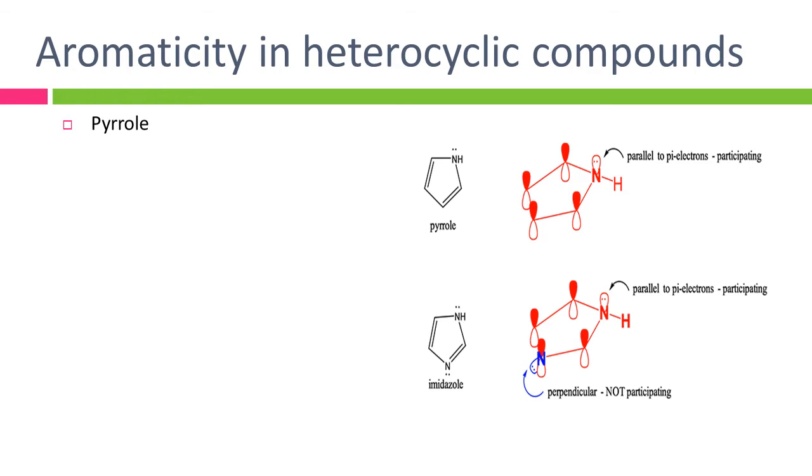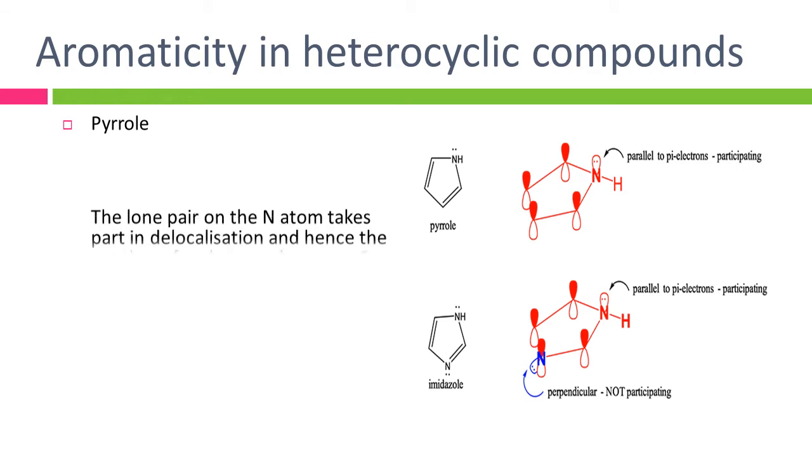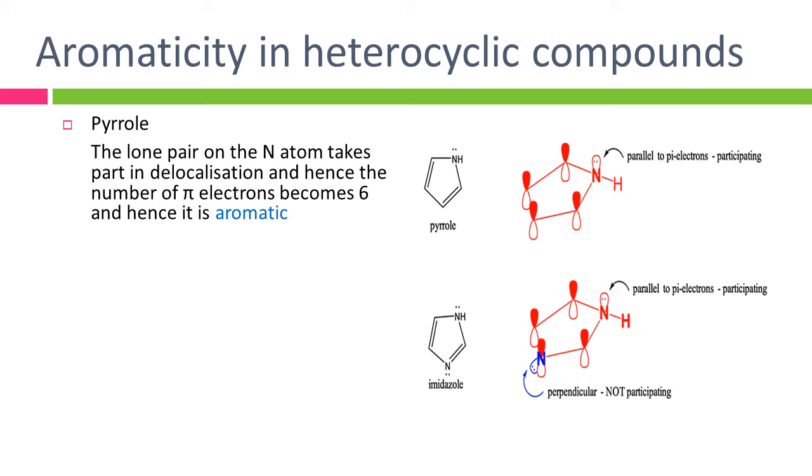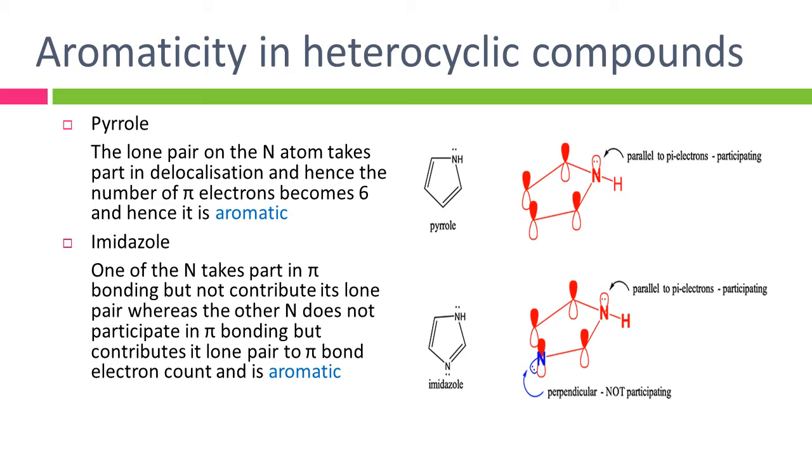In the case of pyrrole, we have a lone pair on the nitrogen atom, which takes part in the delocalization as it is parallel to the ring, and the number of pi electrons becomes 6 and it becomes aromatic in nature. In the case of imidazole, there are 2 nitrogens. In one of the nitrogens, the lone pair is parallel to the ring and contributes to the resonance, whereas the other one is perpendicular and does not contribute to pi bonding, but it is aromatic in nature.